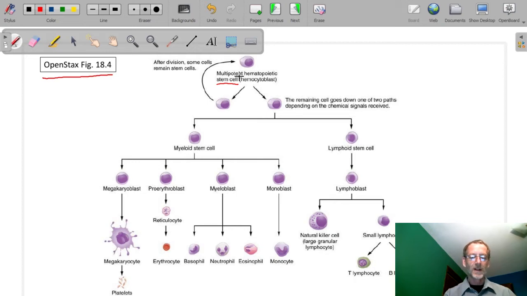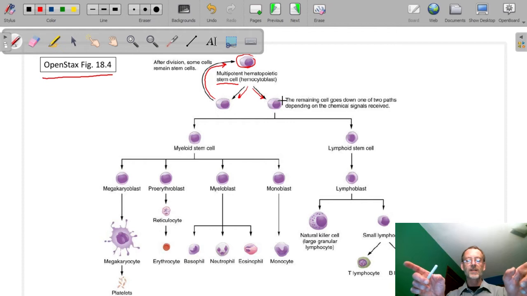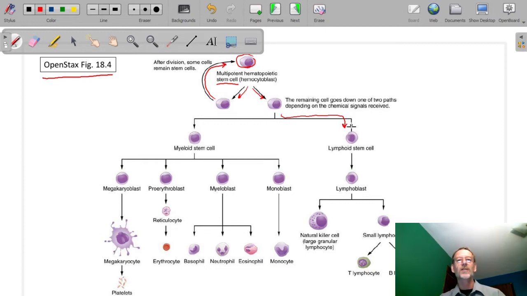So the idea is that you start with the stem cell and it goes through mitosis and you wind up with two daughter cells. One of those daughter cells will just remain a stem cell, so it can go back and do the same thing. The other cell will begin to differentiate, and it can go into one of two paths. They can't back up. That's just the way stem cells are. So the cell, when it divides, could go to the lymphoid stem cells and follow this path, or it could go to the myeloid on the left.